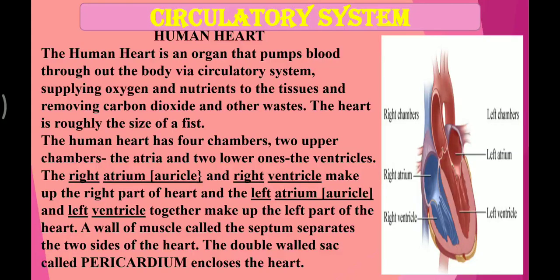The human heart has 4 chambers. Here it is very confusing, children, understand. The human heart is divided into 4 chambers. 2 upper chambers and 2 lower chambers. For that you can just imagine your 2 hands as the upper chambers and your 2 legs as the lower chambers. So that it is like a role play, you can remember easily. The atria, and the 2 lower ones, the ventricles.